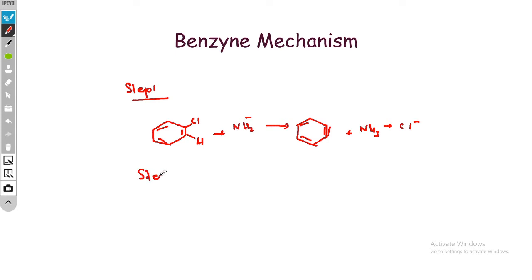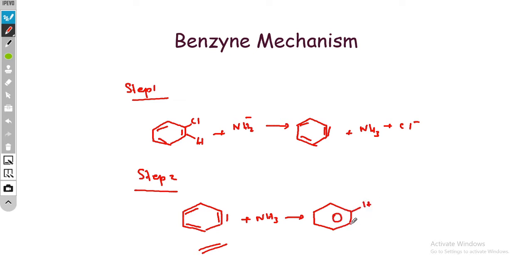Then step 2. This benzyne reacts with our nucleophile NH3. Then one H attaches here and NH2 attaches here. Since this is a symmetric intermediate, there is equal probability of NH2 attacking over here and here. So the product will be a mixture of products, that is, here NH2.